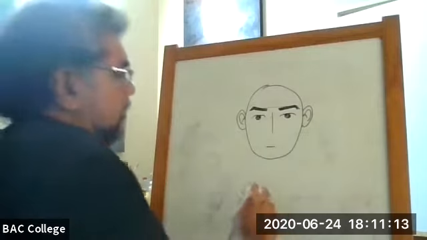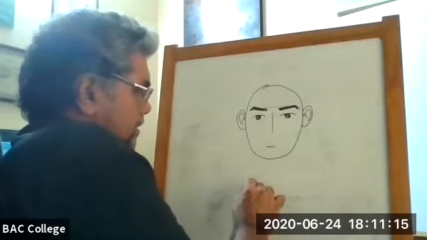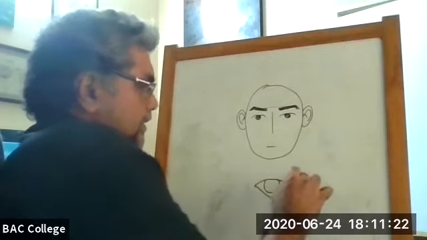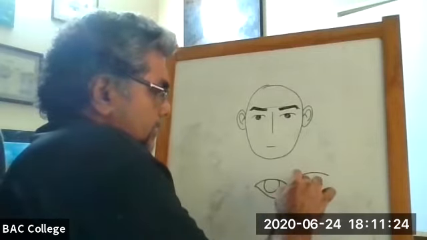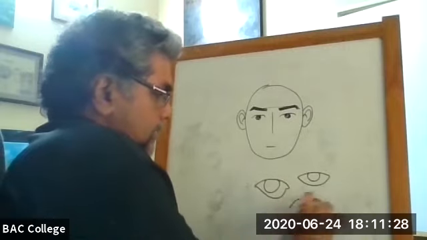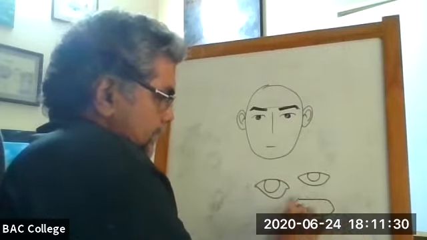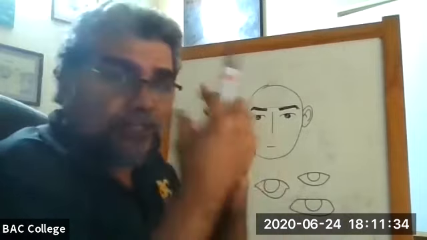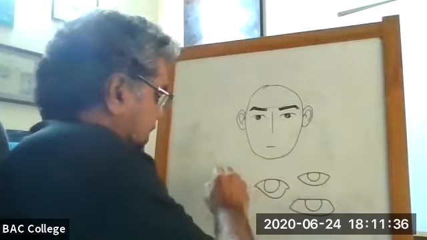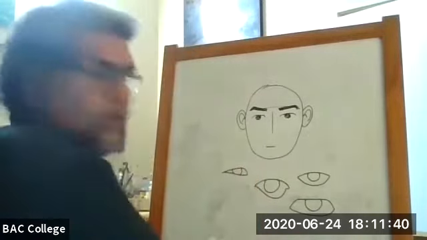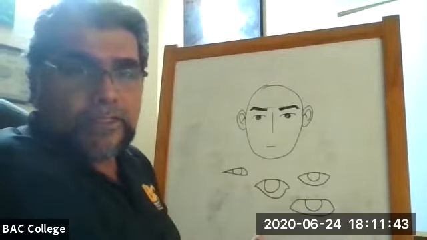Okay. So how do you do that? There are many types of eyeball. There are many types of eyes. There are eyes that look like this. There are eyes that look like this. There are eyes that look like this. So there are many types of eye shapes. There are eyes that look like this. So it really depends on how you want to draw the eyes.